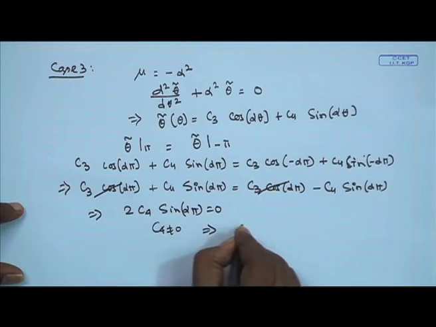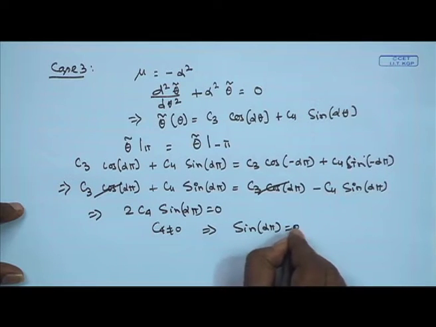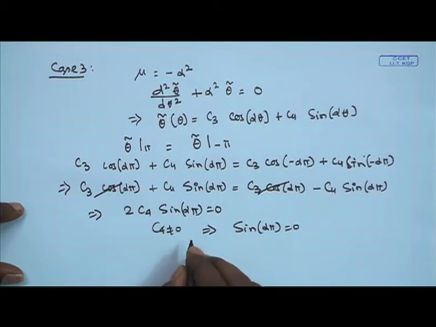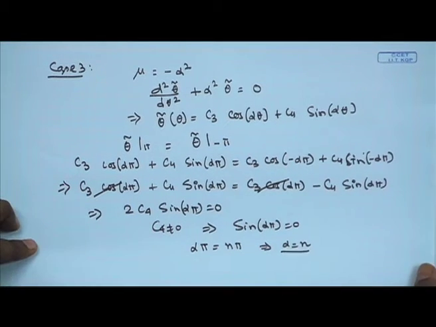So what is left is sin alpha pi is equal to 0. And what is the general solution of alpha pi? Alpha pi will be nothing but n pi, or alpha will be equal to n. Now let us try to use the other boundary condition.